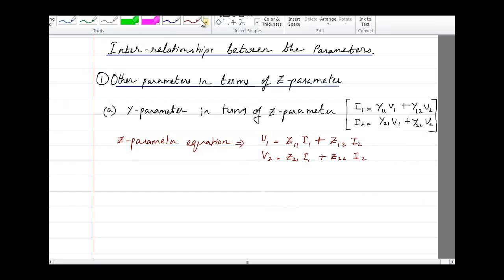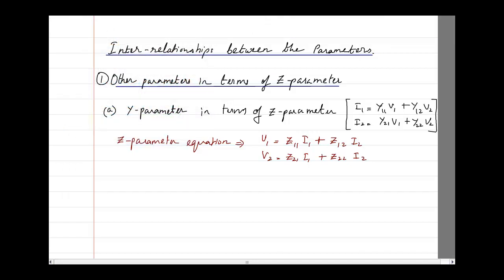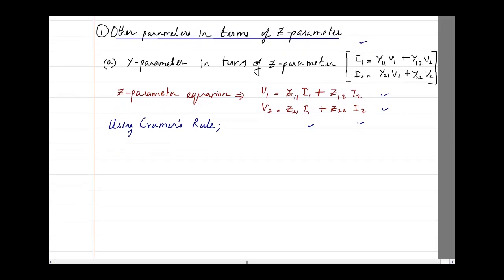So let me get started with it. Now here, using Cramer's rule. What is Cramer's rule? Cramer's rule is basically for finding out or solving the simultaneous equation. See, this is like a simultaneous equation, these two equations, where the unknowns are I1 and I2, correct? It's a simultaneous equation where the unknowns are I1 and I2. And look here, we want to find out I1, I2 in this equation of y, correct?